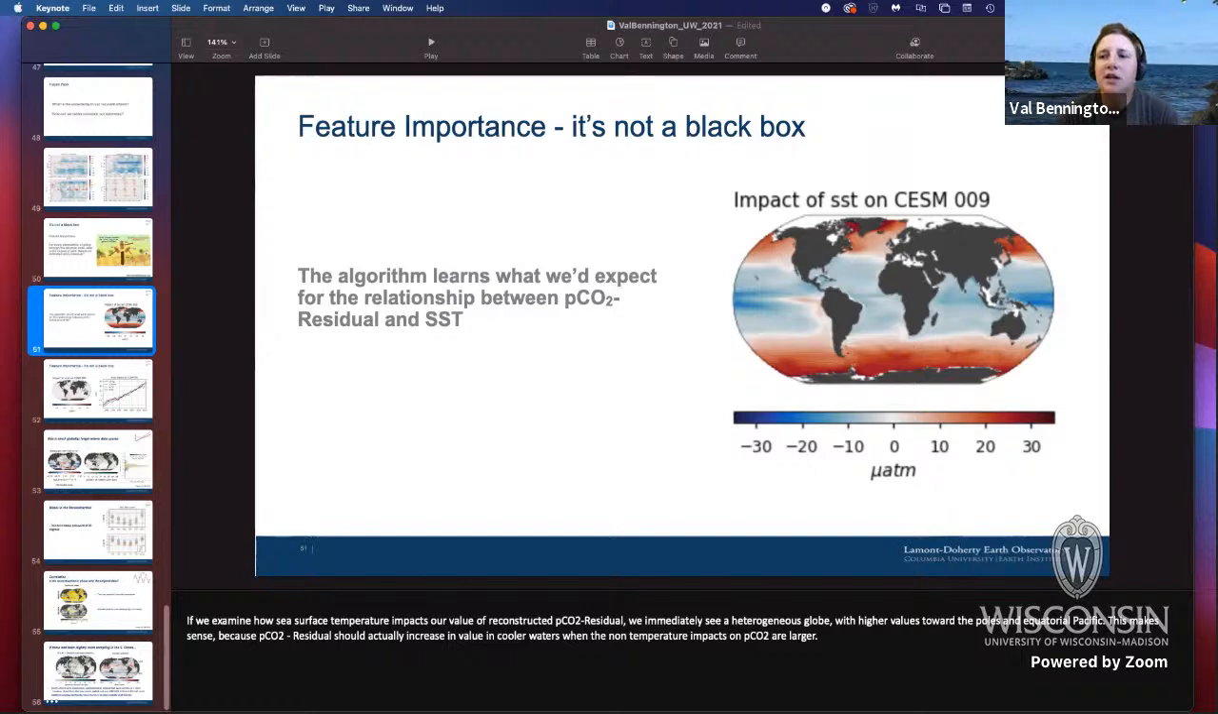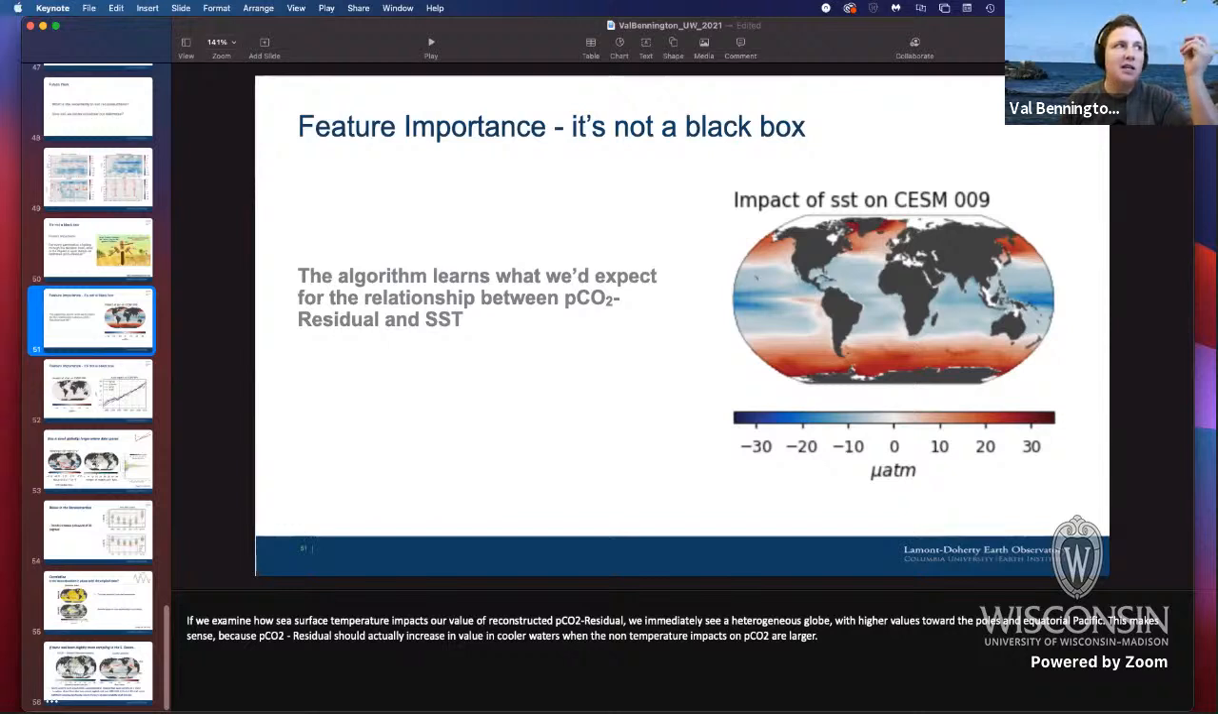Previously I attempted to, instead of reconstructing this residual, reconstruct delta PCO2, which is the air-sea difference in partial pressure. When I reconstructed delta PCO2 and then tried to look at my model, I found that the response the model had to certain features was physically unrealistic. So I've been looking at the impact of the different features on the reconstructed, in this case, residual. It doesn't directly translate to PCO2, right? It's the residual. We have to keep that in mind.